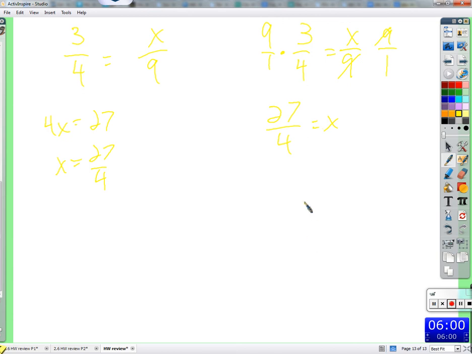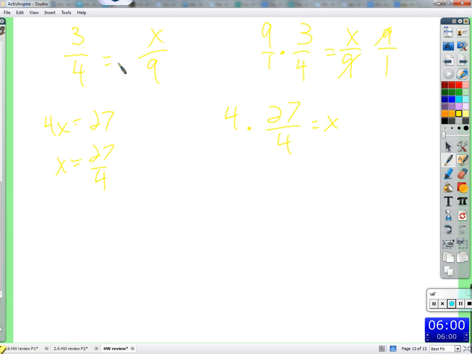Because to show you that cross multiplication is valid, what could I do to both sides to get 4x equals 27? Don't shy away. What can I do to both sides of this equation to get 4x equals 27? Actually, you can multiply by 4 on both sides, right?